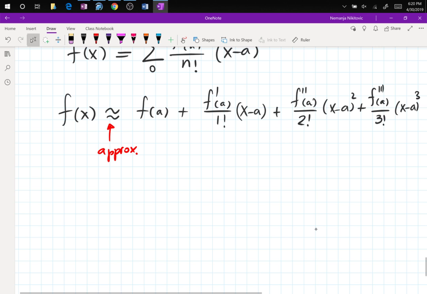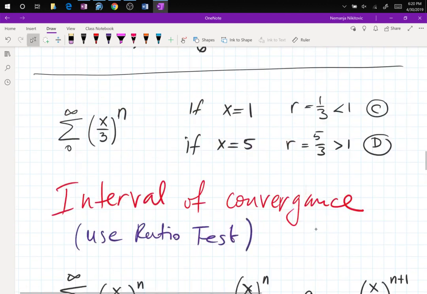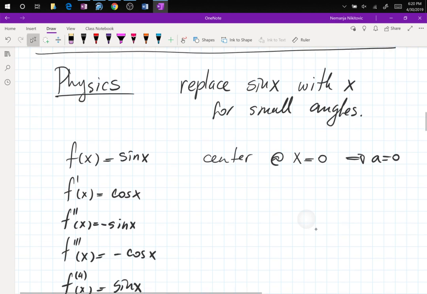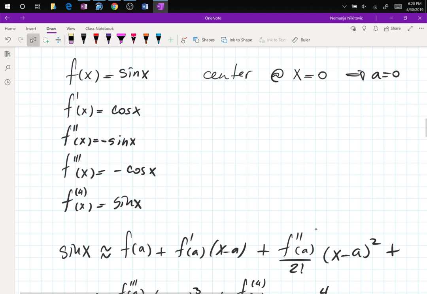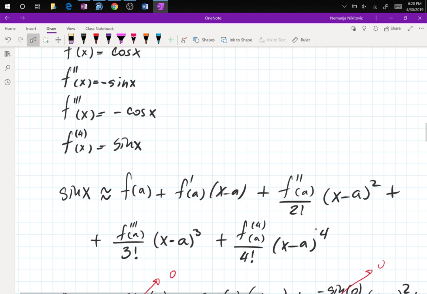So now, Taylor series. We have already seen the transformation of sine. I'm just going to scroll up and say, physics, replace sine x with x for small angles. That's what you heard in physics. And then I said, okay, let's center it at 0, a equals 0. And then I calculate all those derivatives so I can plug them in my 5-term calculation of Taylor series. You see that I have this one as well? Okay, 5-term. Can I add another one? Sure. You can go 7, 10, 13 terms, whatever you want.